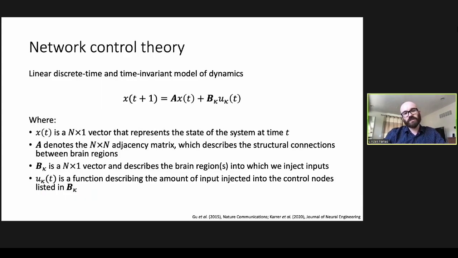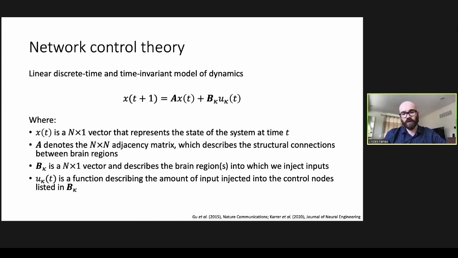So each of the talks in this symposium are going to draw on the idea of network control theory. Network control theory is quite a broad space, and each talk is going to use it quite differently. But for the most part, each of the speakers today, including myself, use this simple model described here. This model is a linear discrete time and time invariant model of dynamics, although in some talks you might see a continuous time variant, but it's broadly the same thing. This model is concerned with modeling the states of a system, the brain in this case, as they evolve over time. So let's break this down a little bit for you.